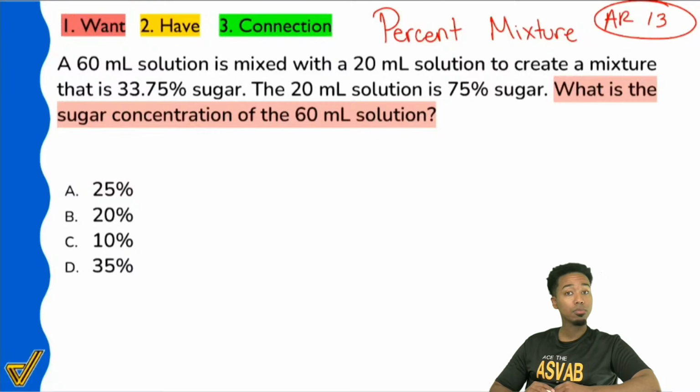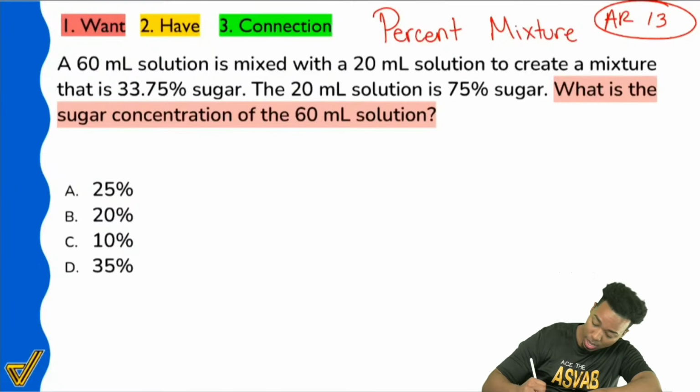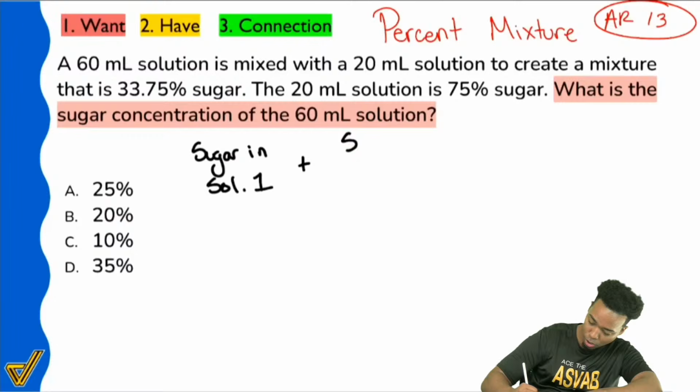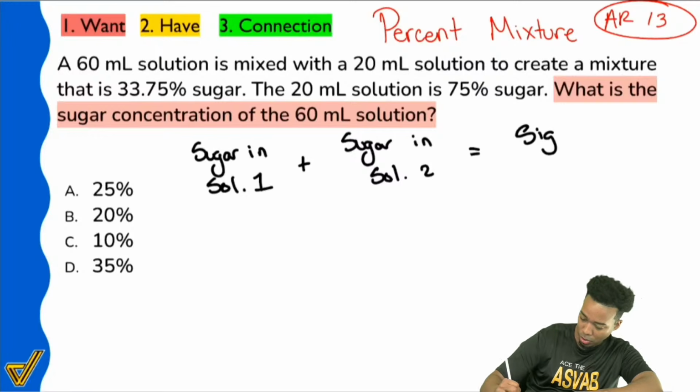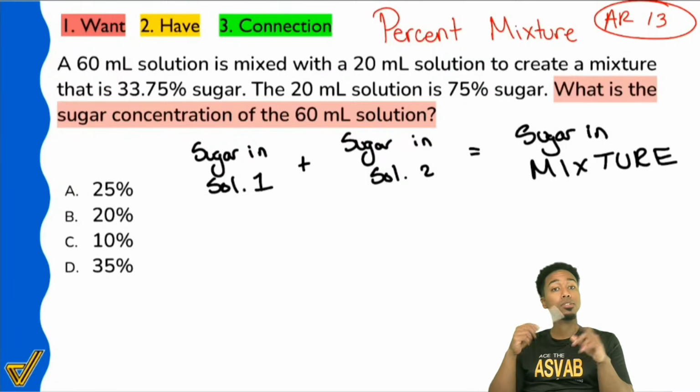Does it change the setup? Not at all, everybody. The setup stays the same. The setup is, hey, what is this talking about? A mixture of sugar. So we're going to be saying, hey, sugar in solution 1 plus the sugar in solution 2 is going to equal the sugar in the mixture. Everybody, is that still going to be true?